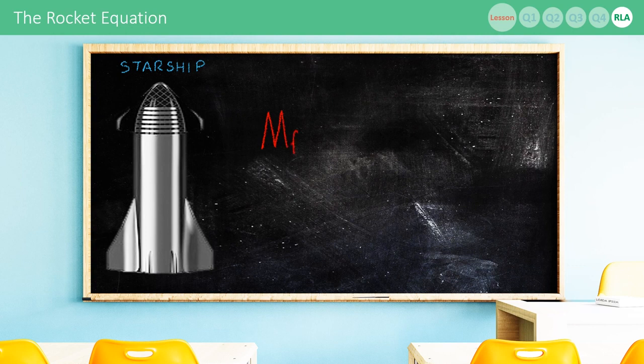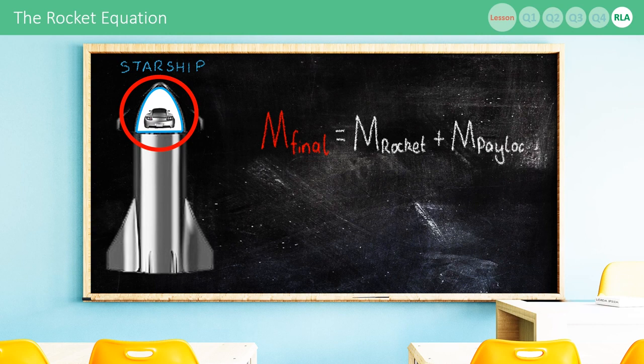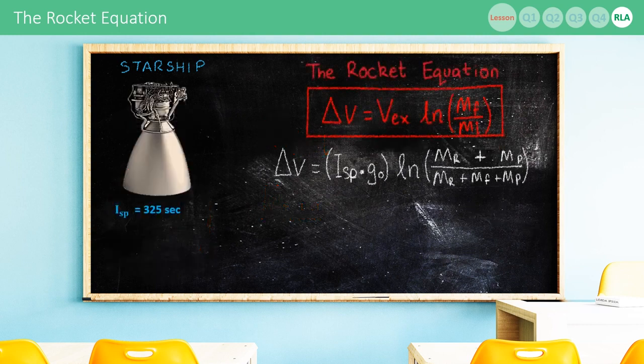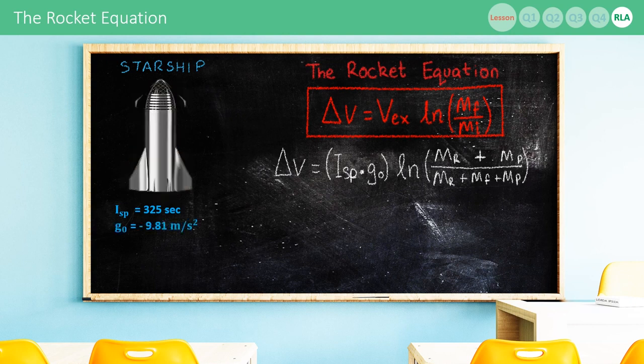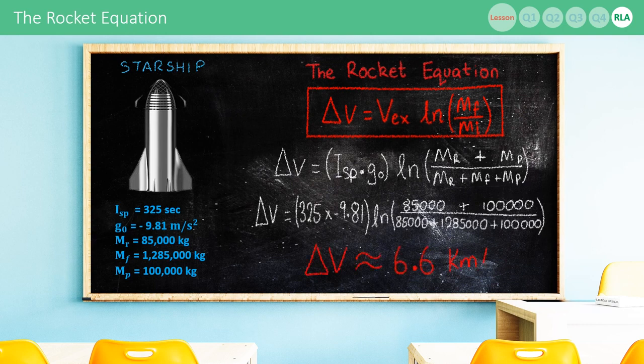We can also replace the final mass of the rocket with the rocket's dry mass, the mass without propellant, plus the mass of the payload, the thing that you're trying to take into space, and the initial mass is the same but also includes the mass of fuel or propellant. Starship uses Raptor engines with an ISP of about 325 seconds, g0 is 9.81 meters per second squared, the dry mass of the rocket is about 85 tons, the mass of fuel or propellant is about 1,285 tons, and let's assume that we have a payload of about 100 tons. We're taking 100 tons into space. Plugging in the numbers, we get a delta V budget of about 6.6 kilometers per second.